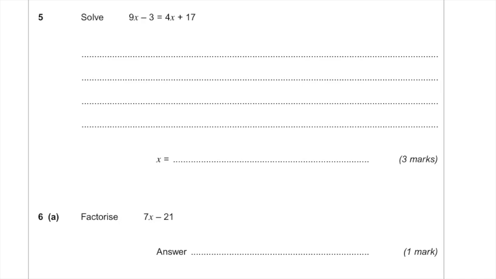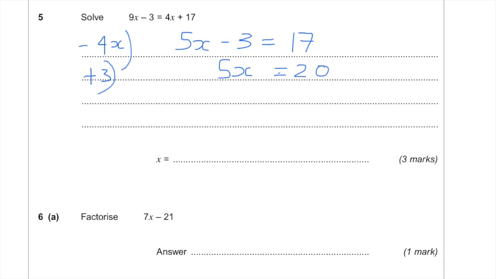Five. Solve 9x minus 3 equals 4x plus 17. I'm going to subtract 4x from both sides of this equation first of all, giving us 5x minus 3 equals 17. I'm then going to add 3 to both sides of the equation, giving us 5x equals 20. And then to finish off, we're going to divide by 5, giving us x equals 4 as our final answer.